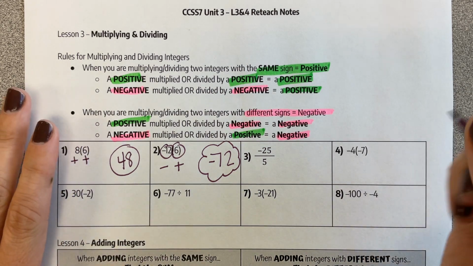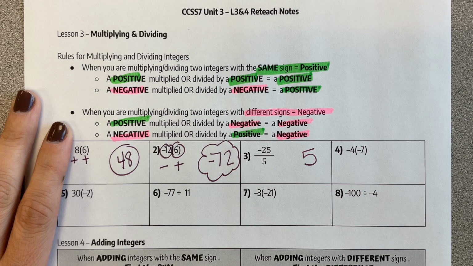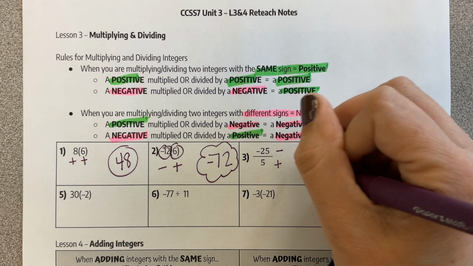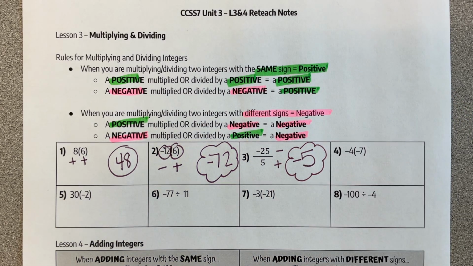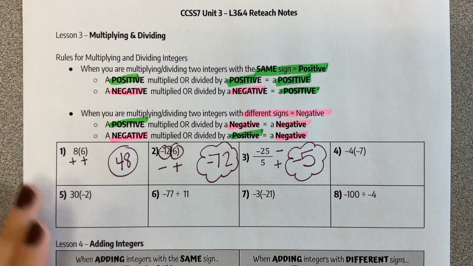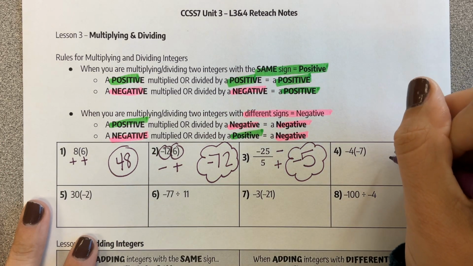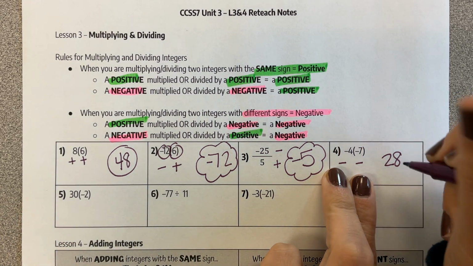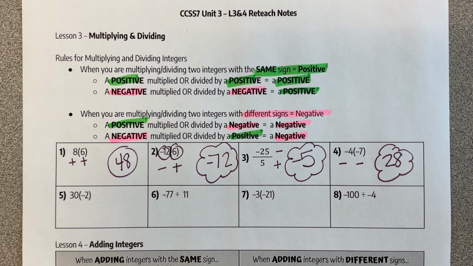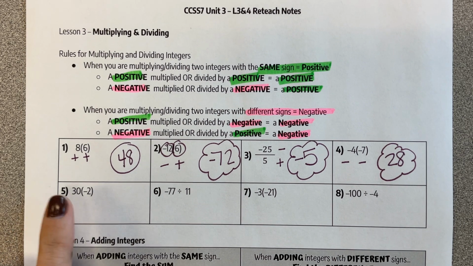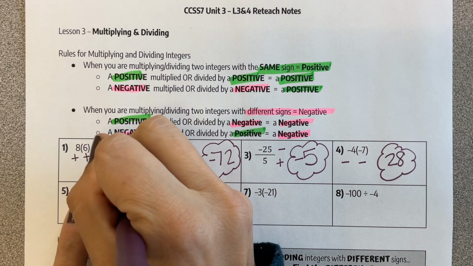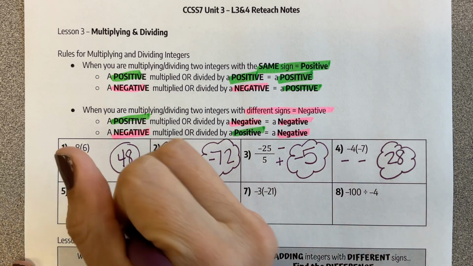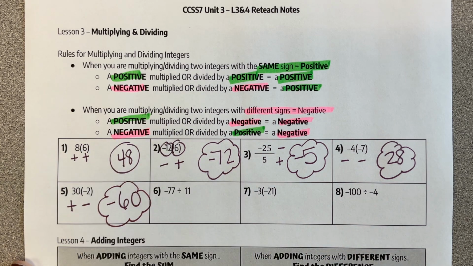Division, 25 divided by 5 is 5. This is a negative and a positive. They are different. It's going to be negative. Number 4, 4 times 7 is 28. We have a negative and a negative. They are the same. It is going to be positive. 30 times 2 is 60. We have a positive and a negative. They are different, so it's going to be negative.